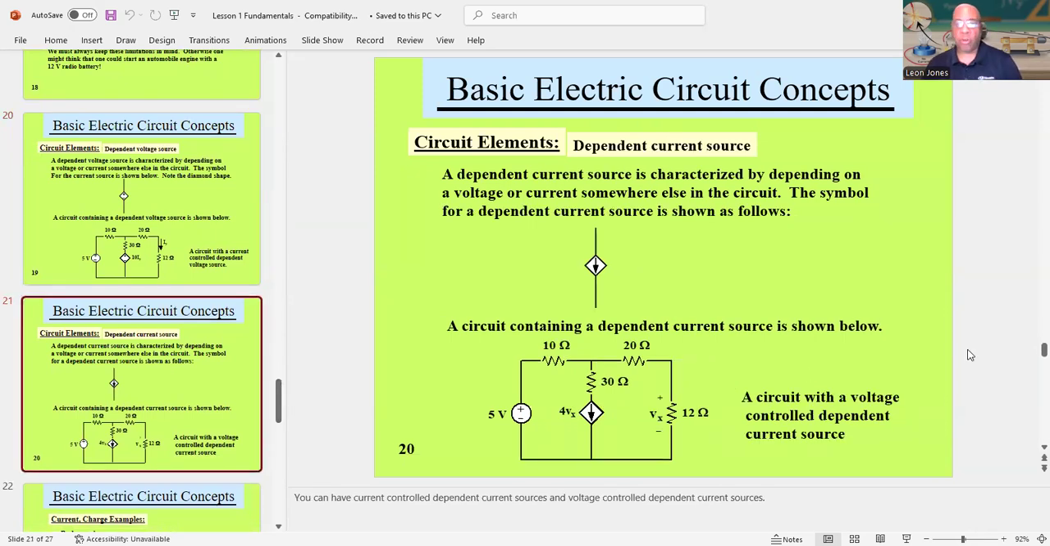Now, a dependent source is characterized by depending on a voltage or current somewhere else in the circuit. The symbol for a dependent current source is as follows, and it's shown. And again, a circuit containing a dependent source is shown below. So if you look at it again, you have your power source, you have your series, and your parallel. So this is a circuit with a voltage controlled dependent current source.